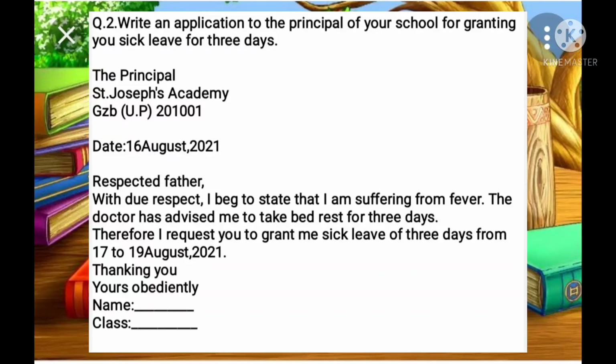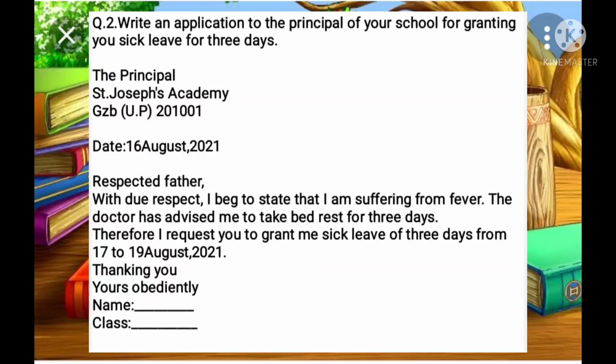With due respect, I beg to state that I am suffering from fever. The doctor has advised me to take bed rest for 3 days. Therefore, I request you to grant me sick leave of 3 days from 17th to 19th August. Here kids, you have to mention the dates on which you are supposed to take leave for the 3 days for which you are applying for the leaves. Then at last we have to say thanking you, yours obediently, your name and class at the end of the letter.